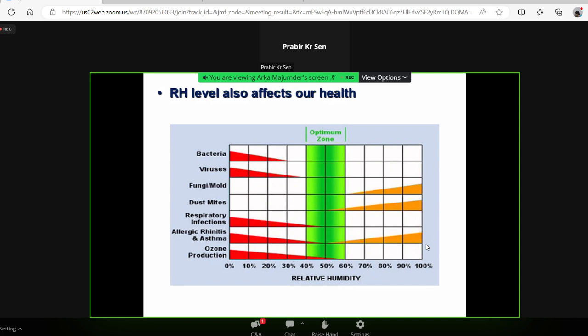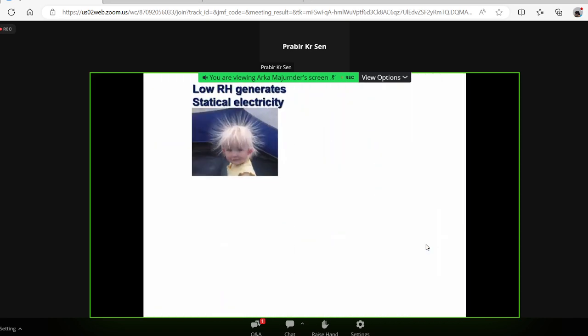For the general office areas, general residential purpose areas, we should keep 40 to 60% relative humidity. Next. Now, low RH is very bad. High RH is equally bad in electrical equipment room. Low RH generates static electricity. You all have experience that if the RH is low, the static electricity is generated.